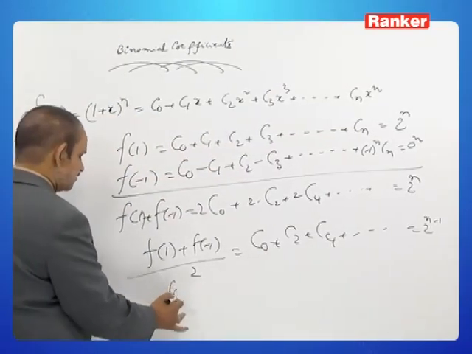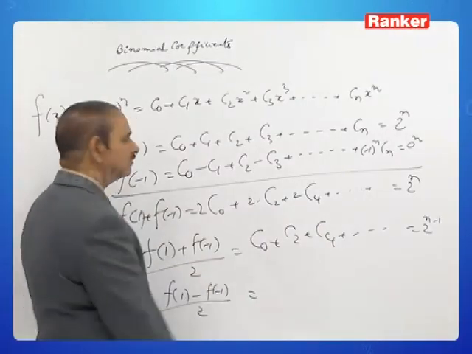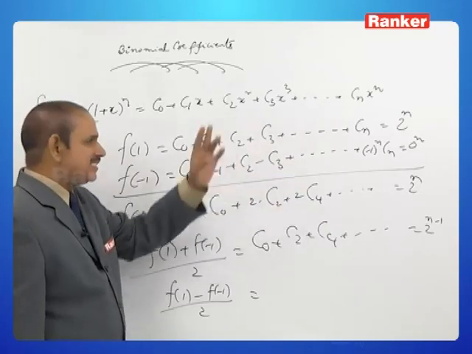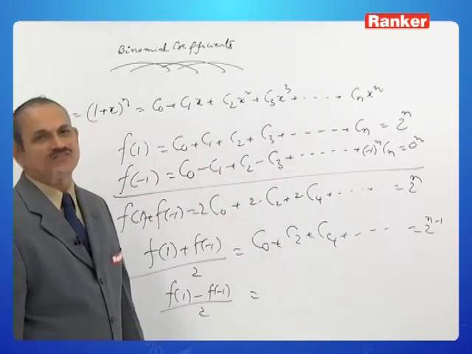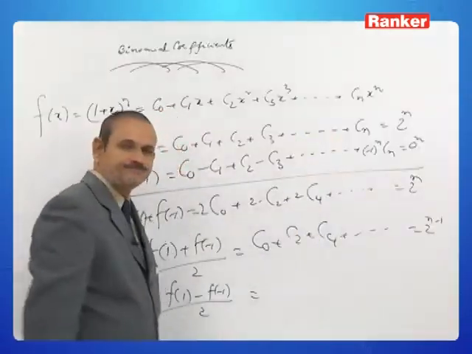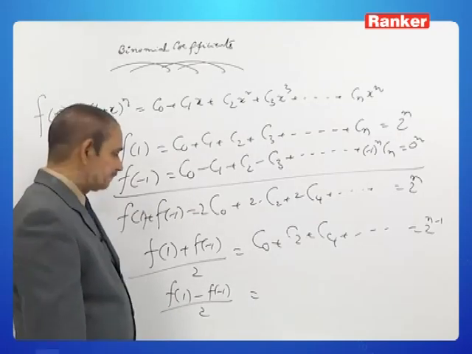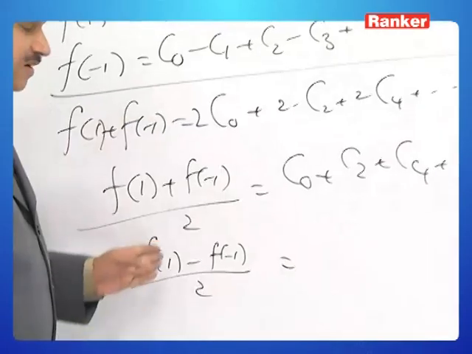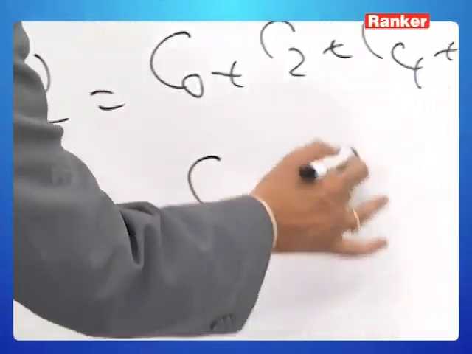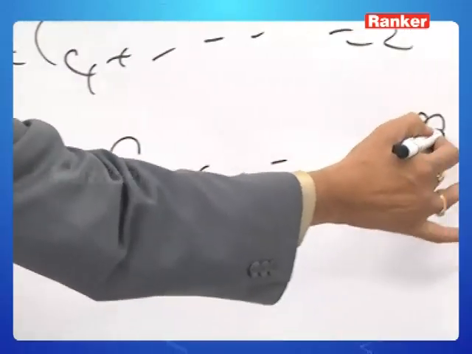In a similar fashion, if you subtract, what happens? While subtracting, C0, C2, C4, C6 etc., such terms will be cancelled, leaving you 2C1, 2C3, 2C5 and so on. You please observe, we are framing f of 1 minus f of minus 1 by 2, so that you have C1 plus C3 plus C5 and so on is equal to 2 to the power n minus 1.